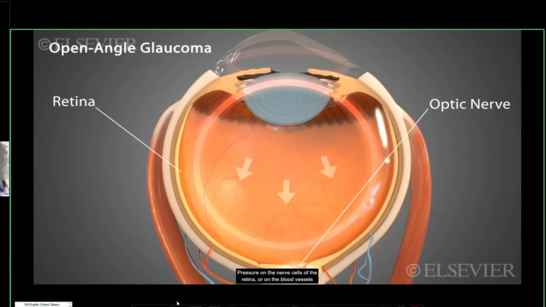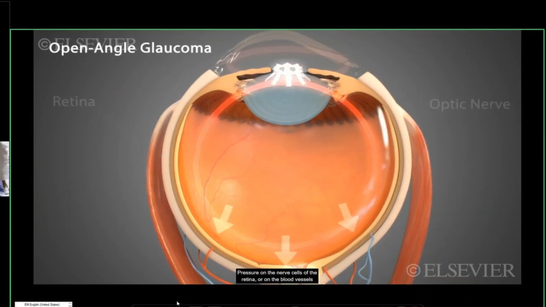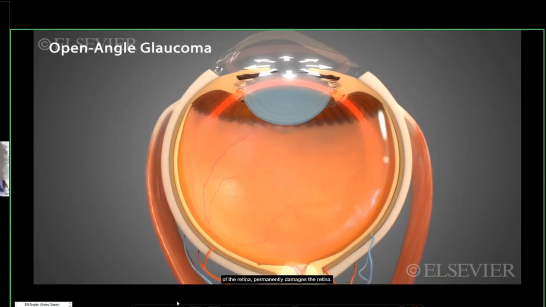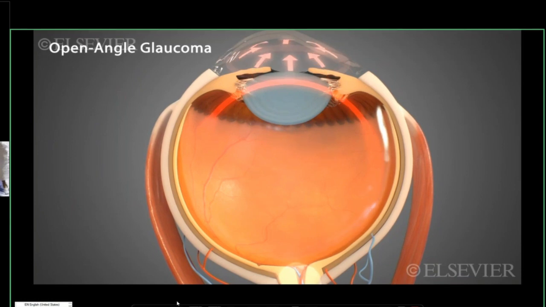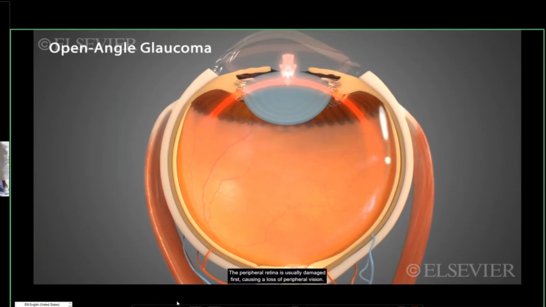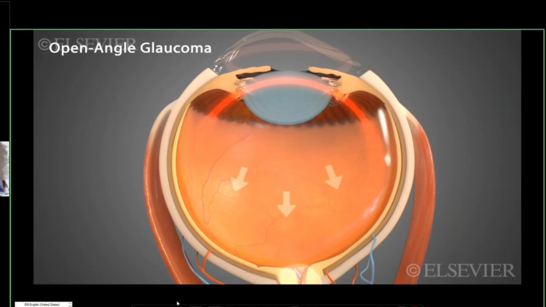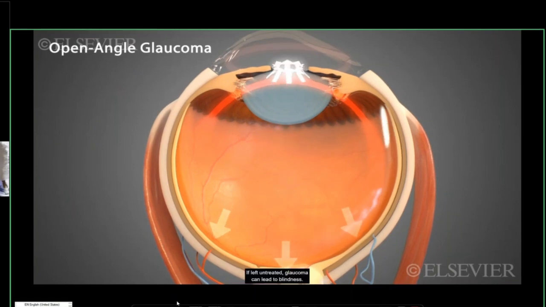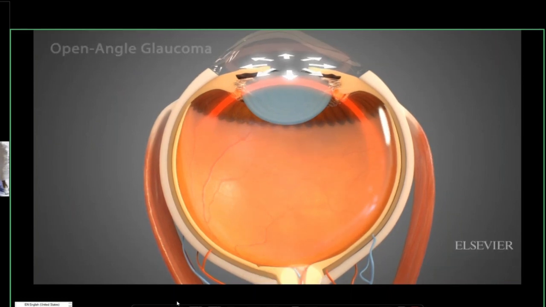Pressure on the nerve cells of the retina, or on the blood vessels of the retina, permanently damages the retina. The peripheral retina is usually damaged first, causing a loss of peripheral vision. If left untreated, glaucoma can lead to blindness.